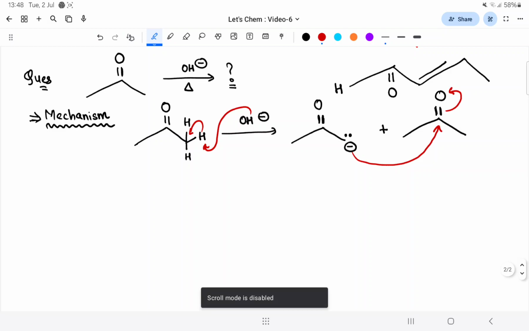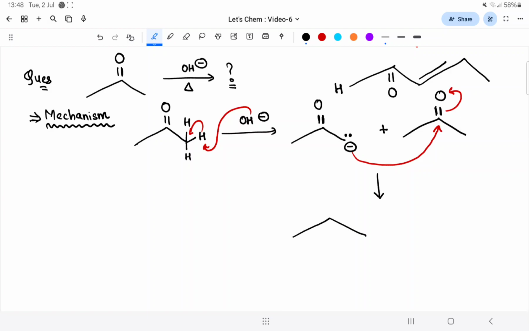So what are we going to get next? Any idea? What we are going to get next will look something like this. This is going to be our O minus. This is your double bonded oxygen. If I count this as 1, 2, 3, and this as 4, 5. So may I know where it is? 1, 2, 3, 4, 5, and one group here like this.